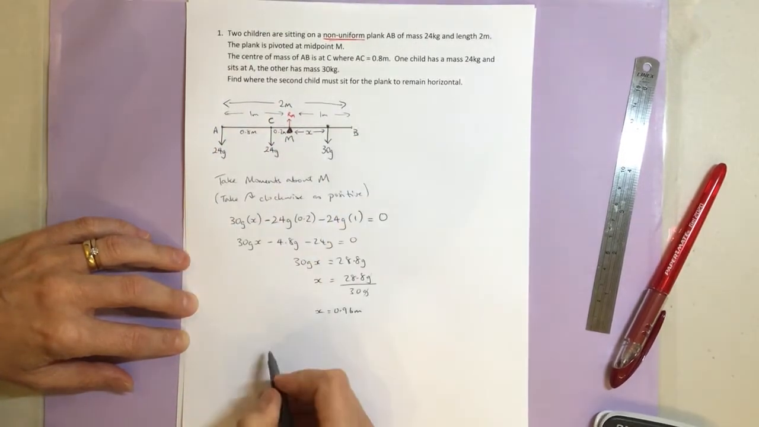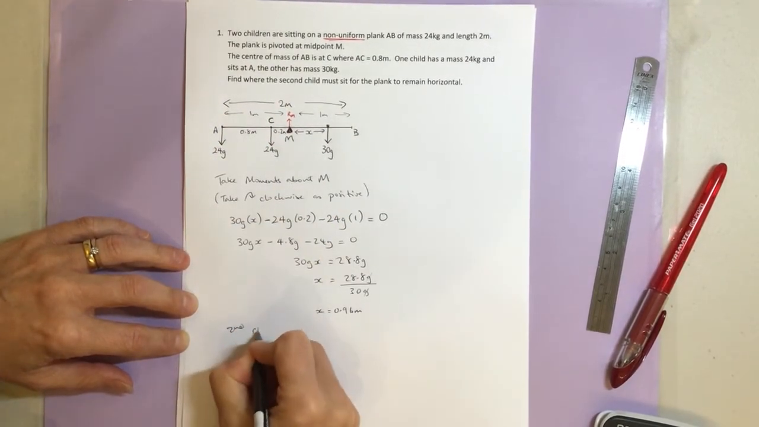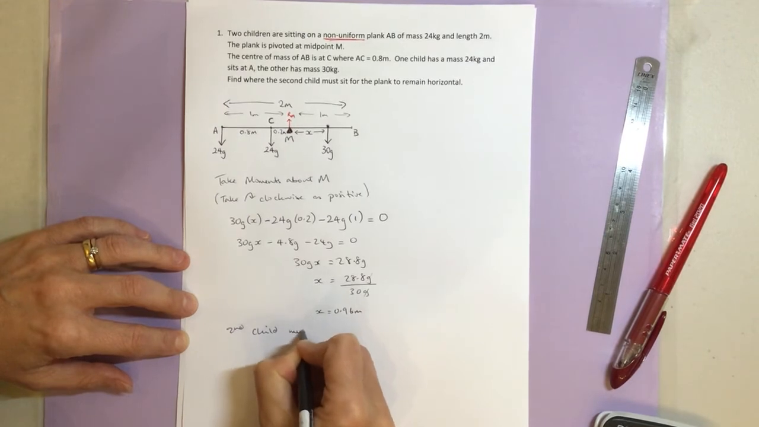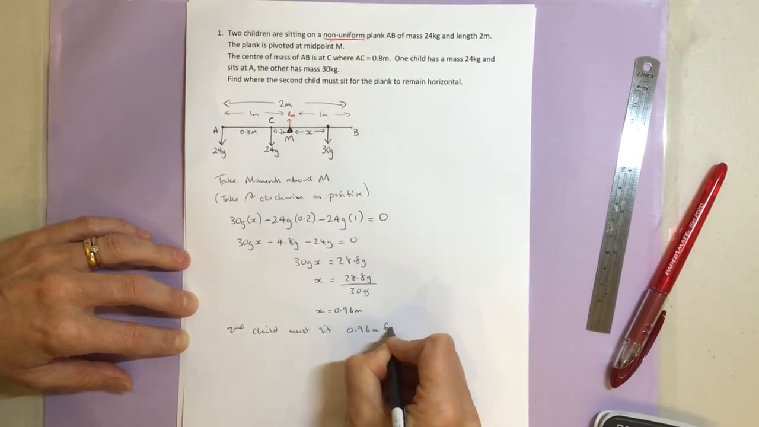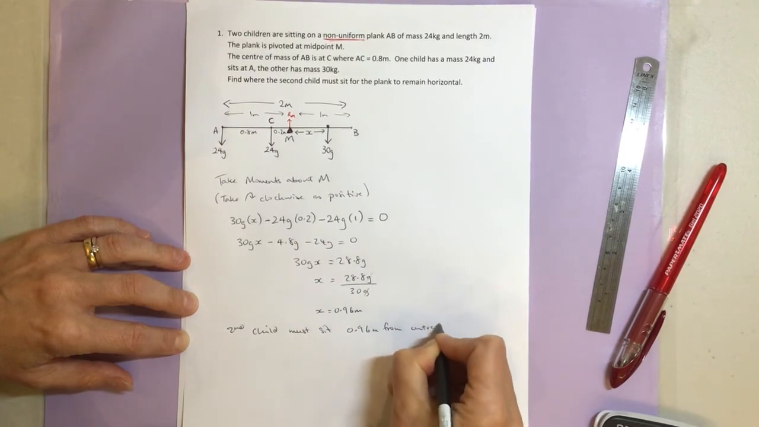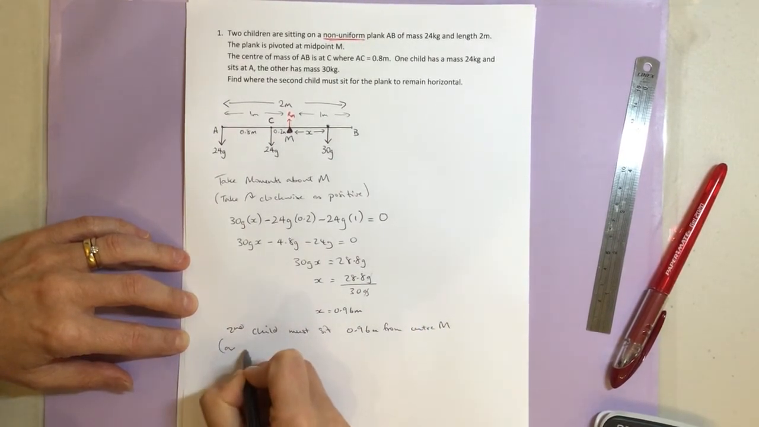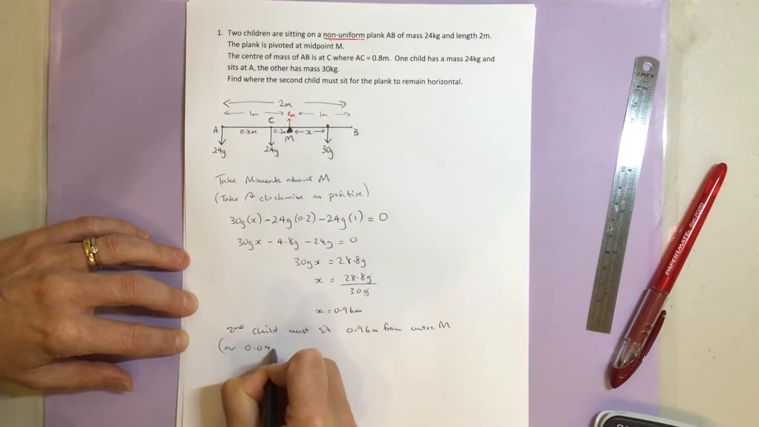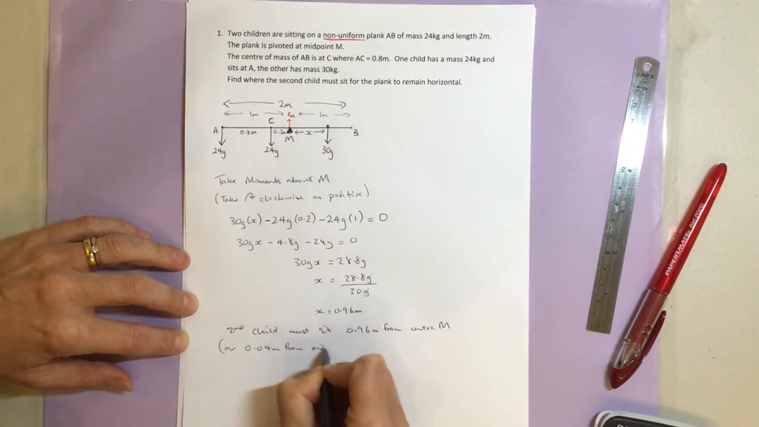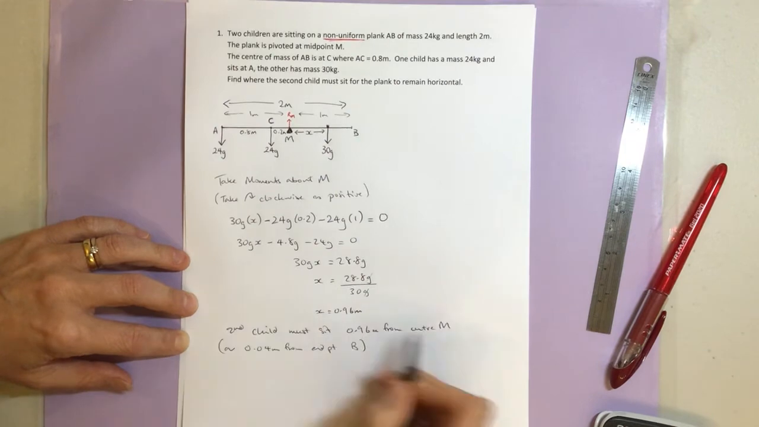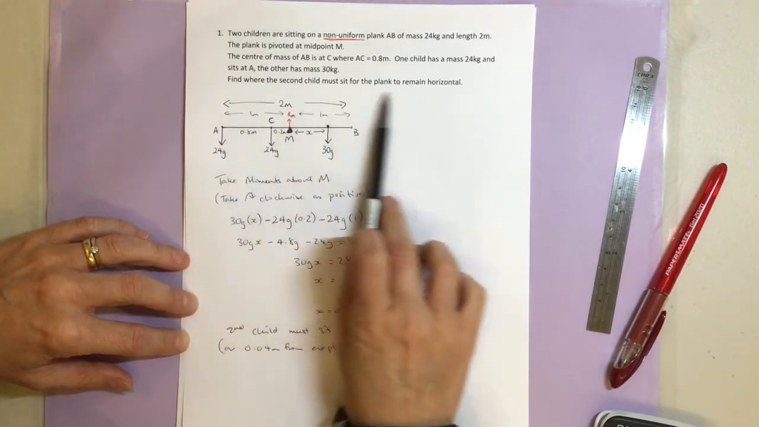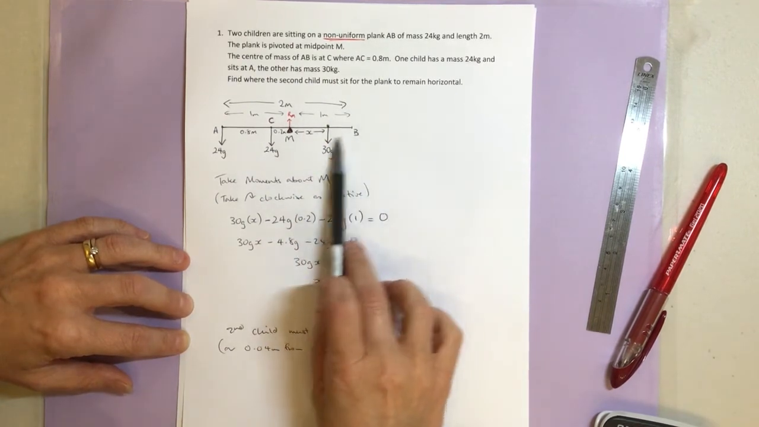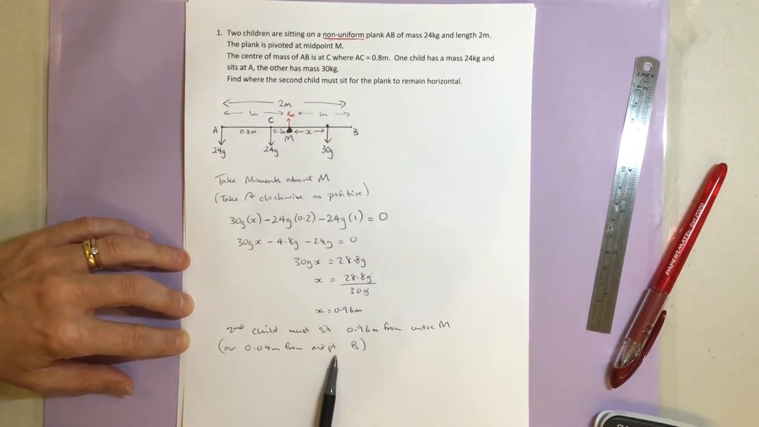And then let's just answer this in a sentence, so that second child must sit, and we can either say 0.96 metres from the centre M, or we could say 0.04 metres from endpoint B. And this just depends on the question. This one doesn't say, so either of these would be fine. Just be careful if the question says, how far must the child sit from B? Then you need to make sure you're doing this bit. Okay, so that's our first question done.